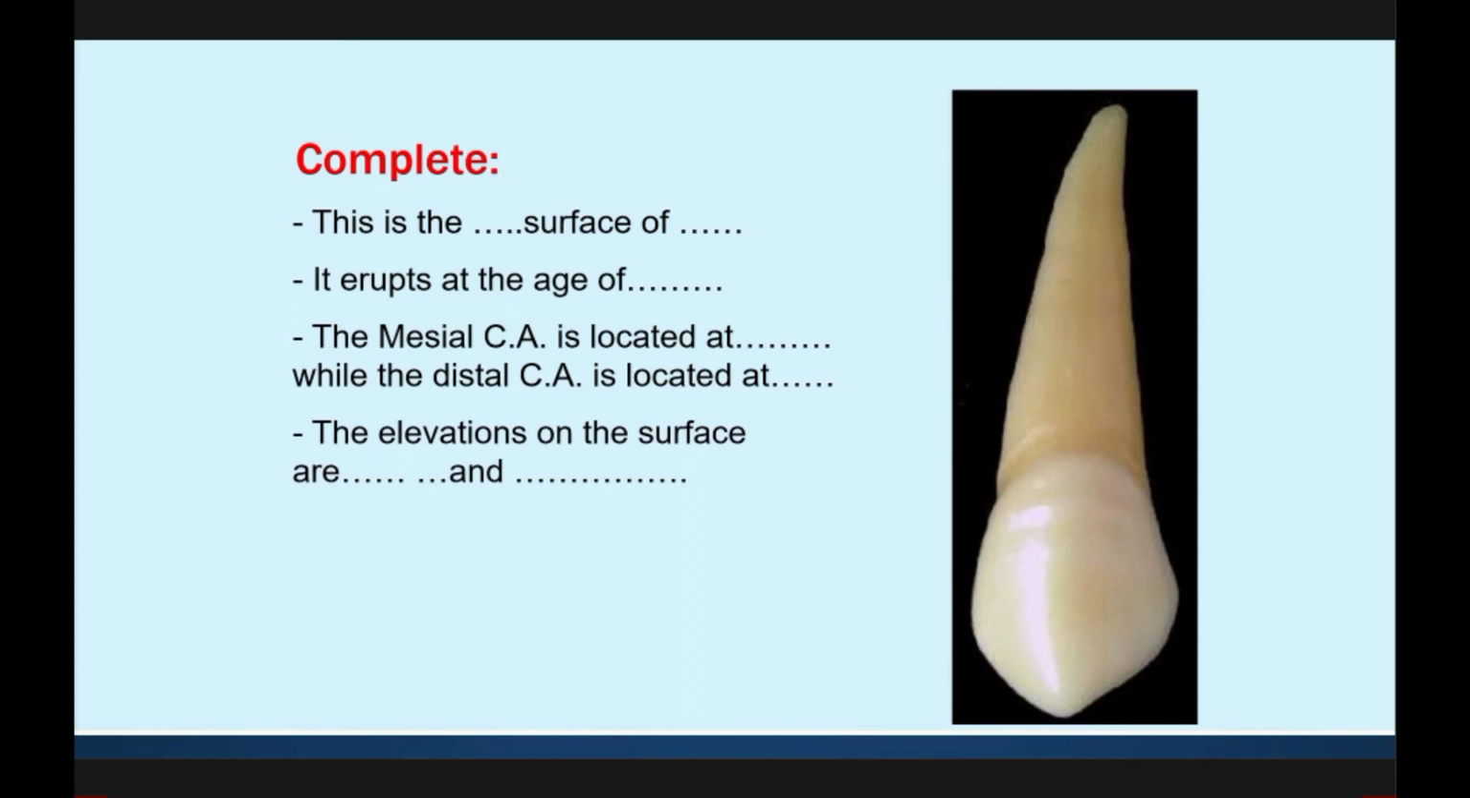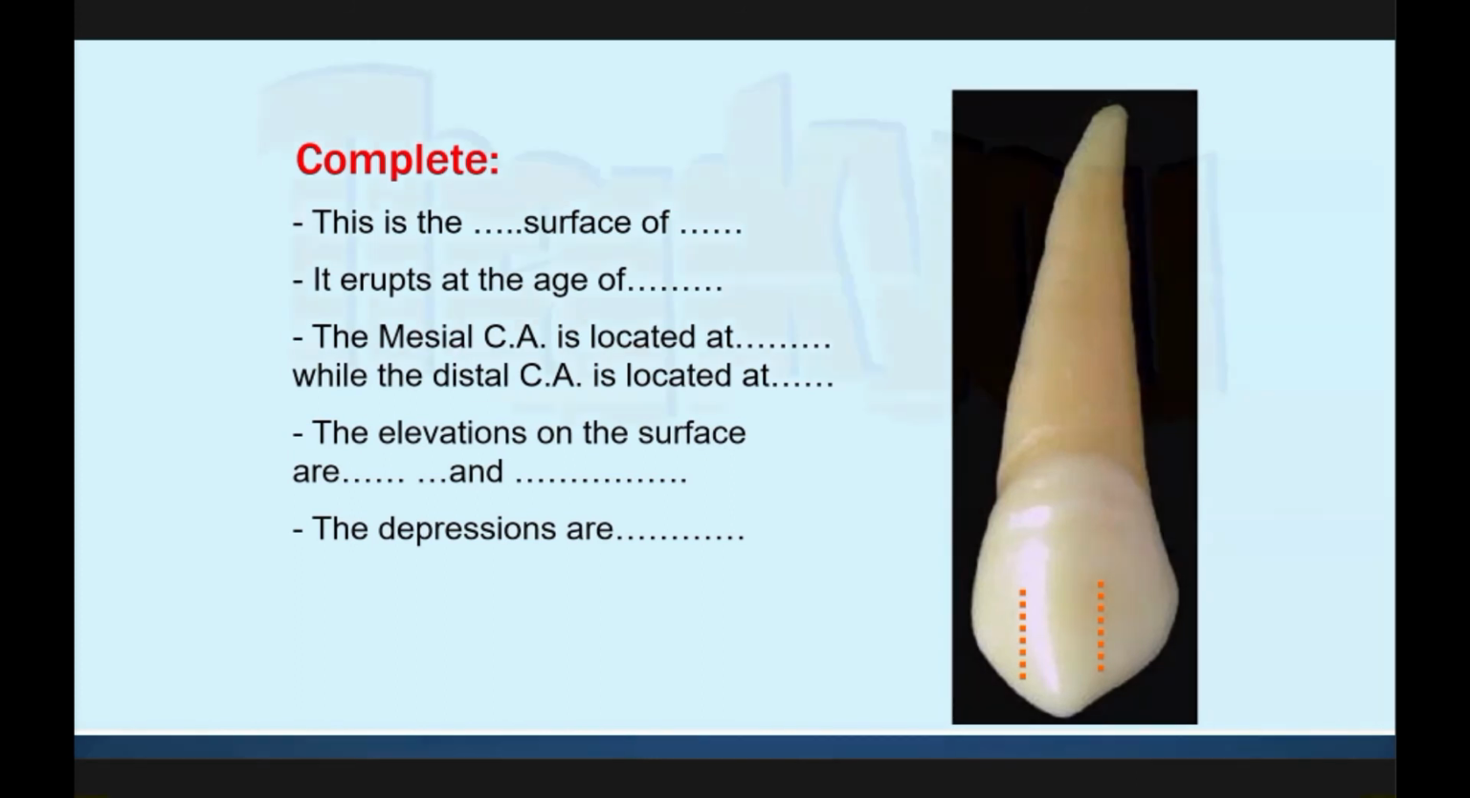Elevations on the surface are cervical ridge and labial ridge, right? Singular. Yeah, cervical ridge and labial ridge. Depressions are two depressions on both sides of the labial ridge, indicating the joining of the three lobes. Okay, thank you very much.